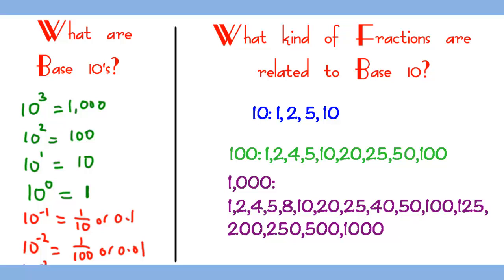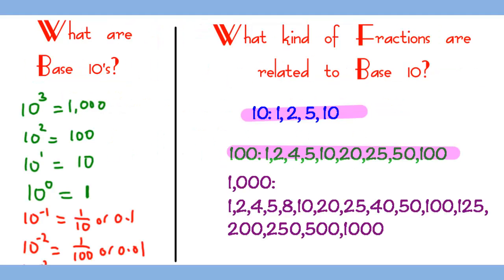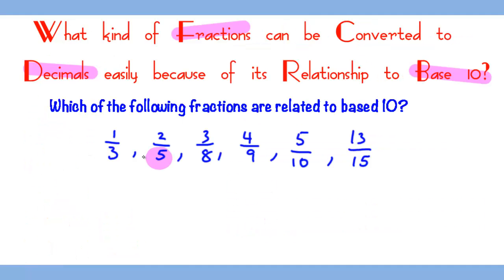Given that the list is way too long, if I ask you to memorize all of them, the only thing that you need to memorize is the 10 factors and the 100 factors. The 1000, if you could memorize it, that's great. If not, you can leave it out for now. In this slide, we will go over the fractions that can be converted to decimals easily because they're related to base 10. So in the example below, which fractions can be converted to base 10? As you see from the list right here, the only fractions that have a denominator that is related to 10 or 100 are the 5, the 8, and the 10. That means these are the only ones that can be converted to a base 10 denominator.